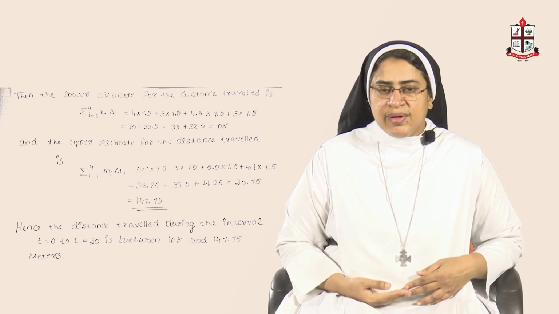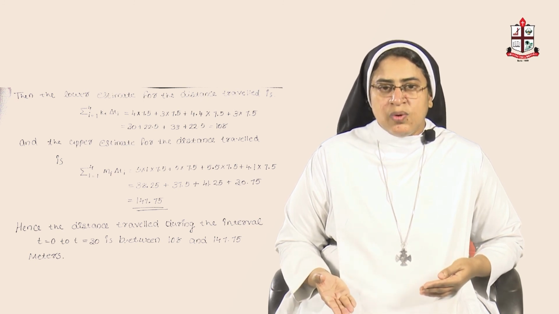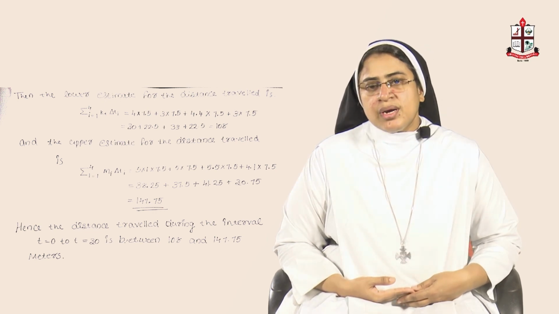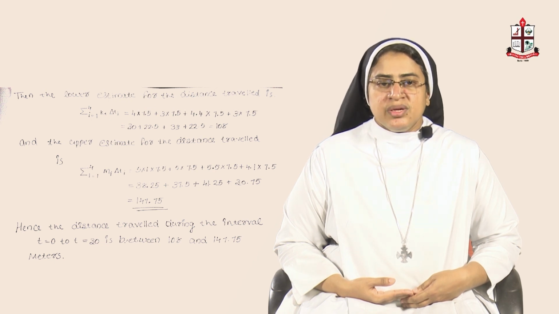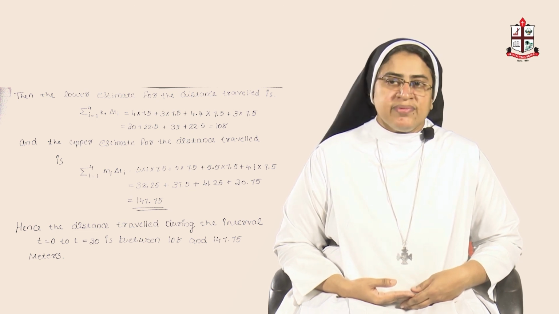So, the distance travelled lies between these two values. One value is 108, the lower sum, and the upper sum value is 147.75. So, the total distance travelled during the interval t equals 0 to t equals 30 is between 108 and 147.75 meters.